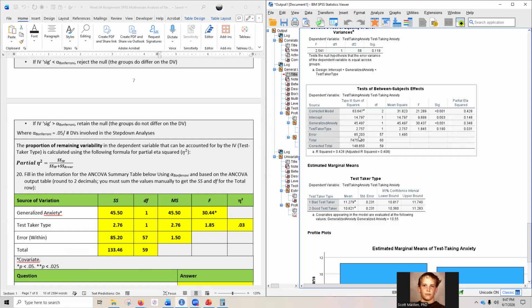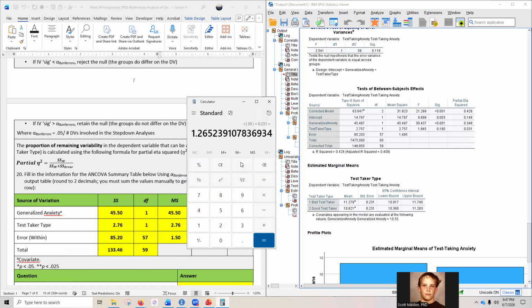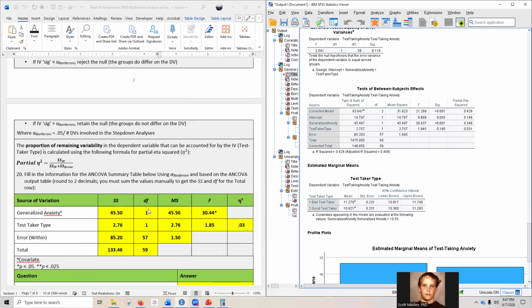Our error comes from here. 85.20 is our sum of squares, 57 degrees of freedom, and our mean square is 1.50. In order to get our sum of squares total down here, you just have to add these things. So let's do that live. 45.50 plus 2.76 plus 85.20. I added these things right here. You get 133.46. And then for our degrees of freedom, I can do that one in my head.